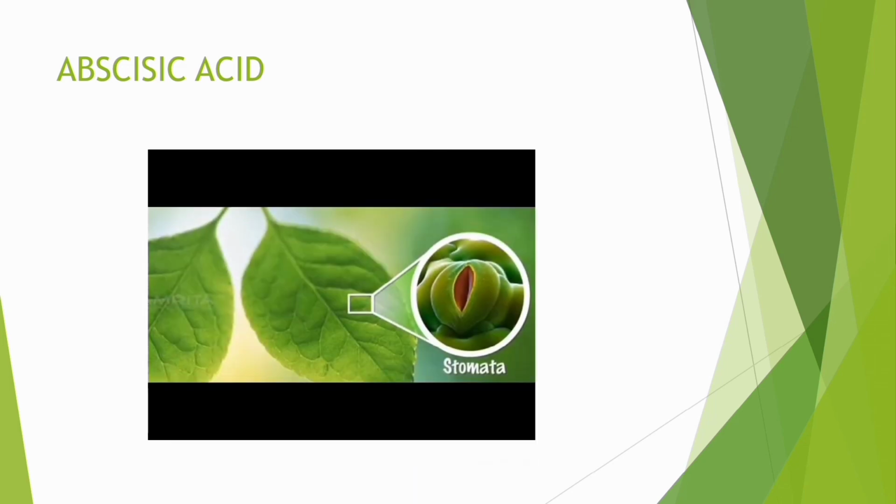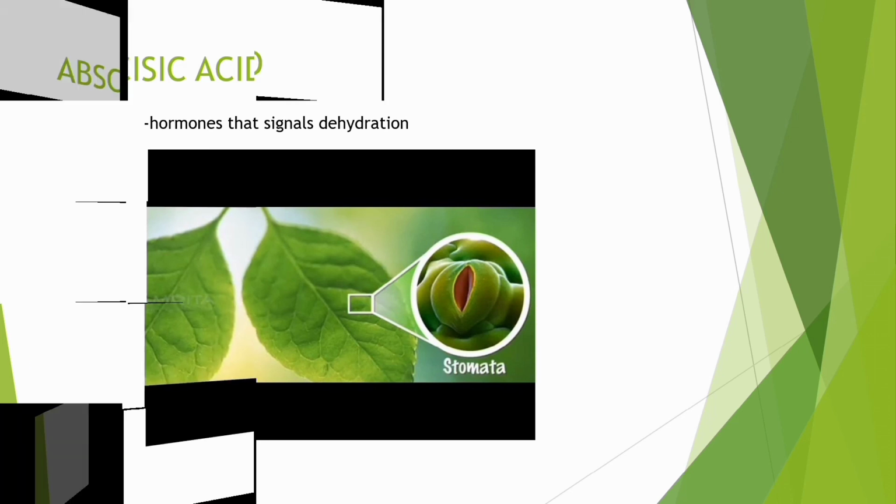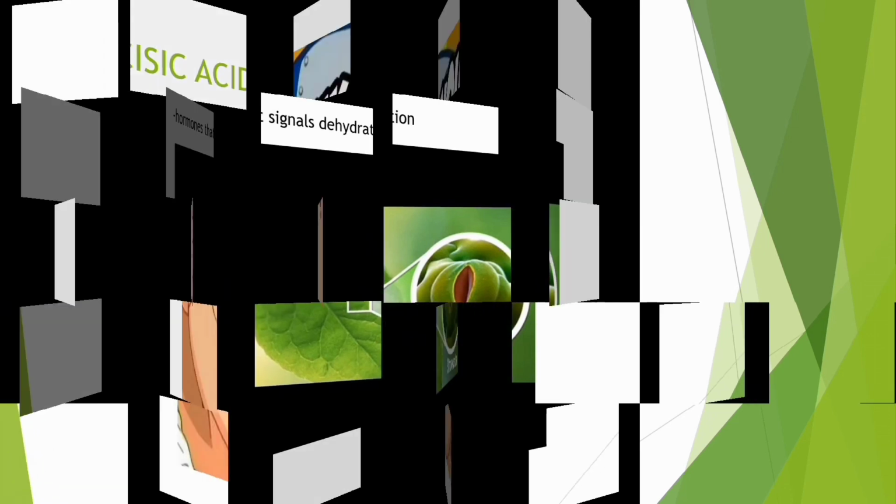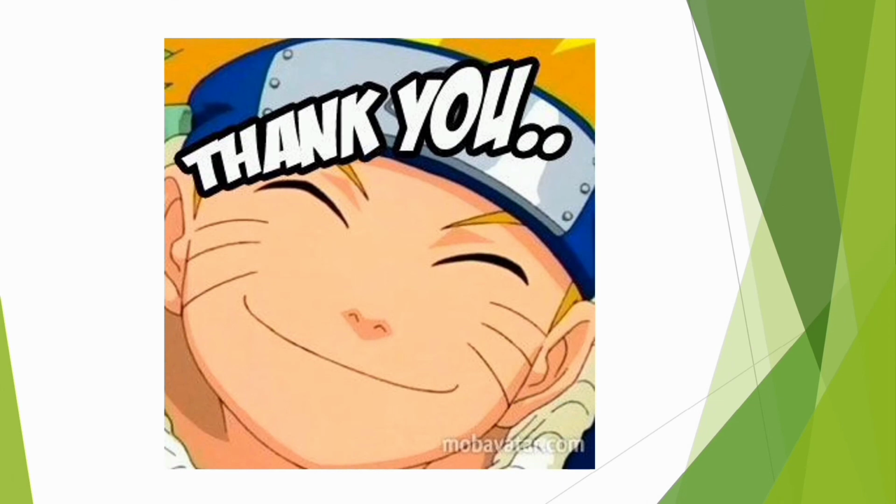Abscisic acid is a hormone that signals dehydration. It makes leaves close their stomata to prevent water loss through transpiration. And that's my brief explanation.